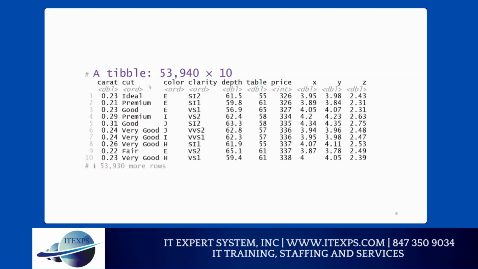So I took the data in R. It is called a tibble. I got it from tidyverse. I installed the tidyverse package, and this is available in the R database. You can see here the table has 53,940 rows, and these are the 10 variables: 1, 2, 3, 4, 5, 6, 7, 8, 9, 10.